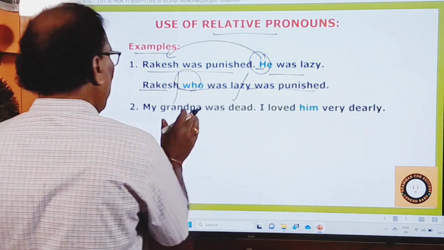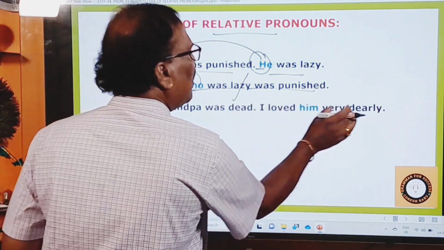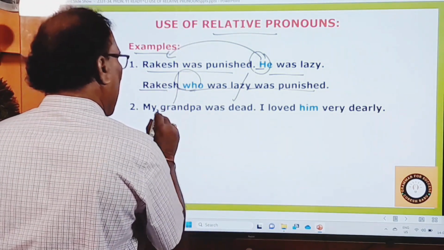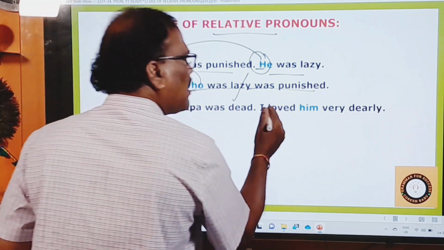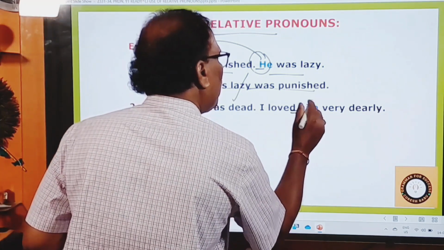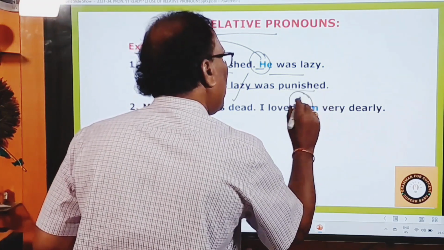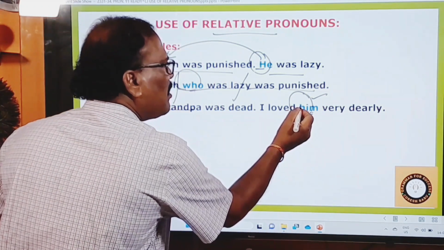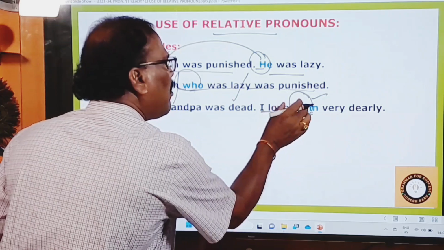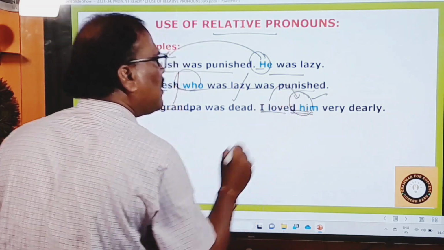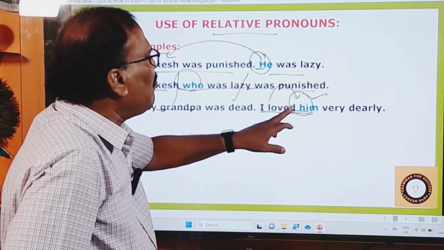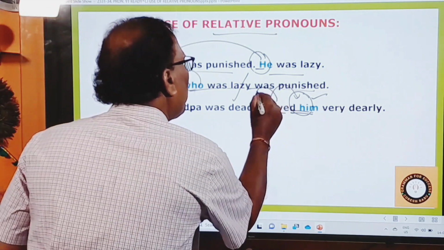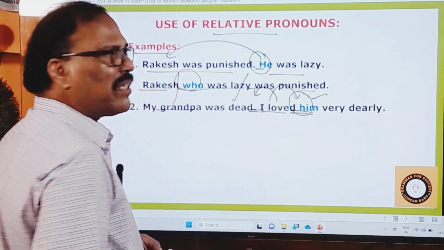And one more example: my grandpa was dead, I loved him very dearly. So here, my grandpa was dead. You are talking about this grandpa, and in the second sentence you are referring to him by the word him. That means him is an objective case pronoun. So the pronouns that come after the verb are called objective case pronouns. The pronouns that come before the verb are called subjective case pronouns.